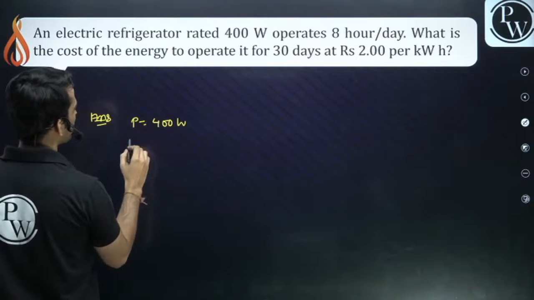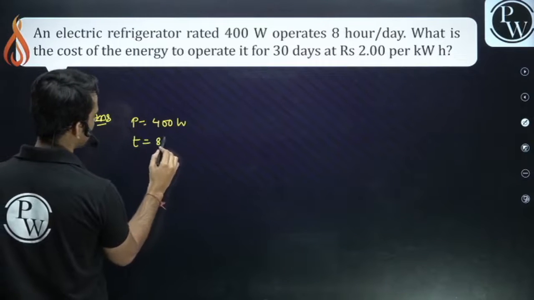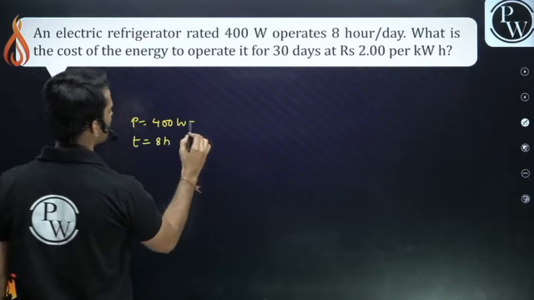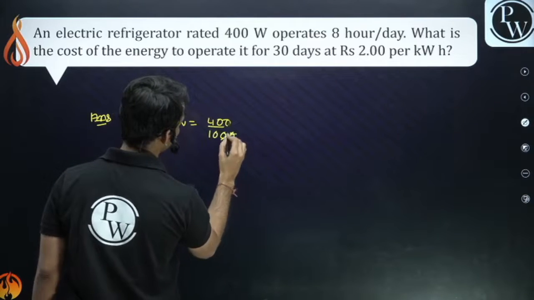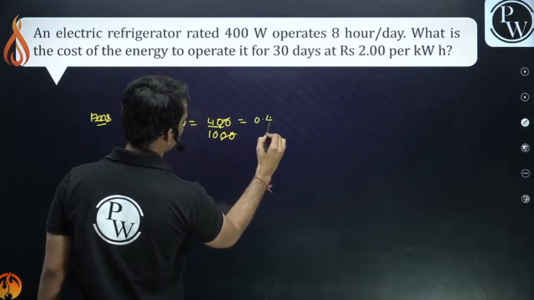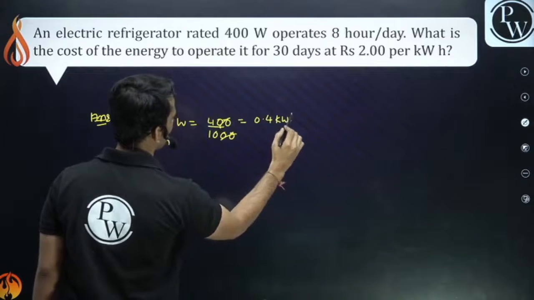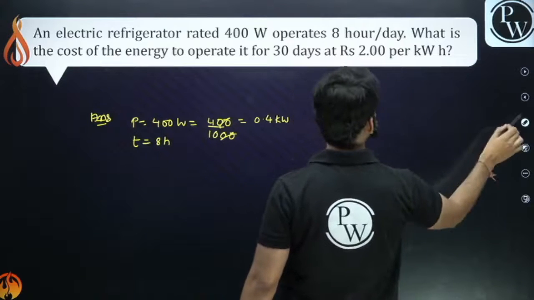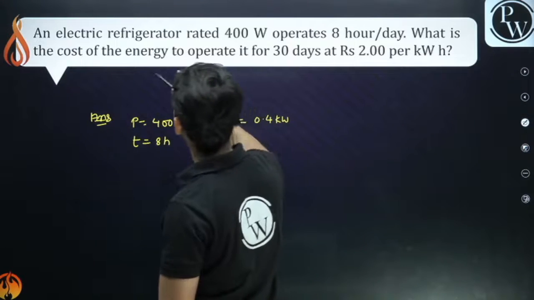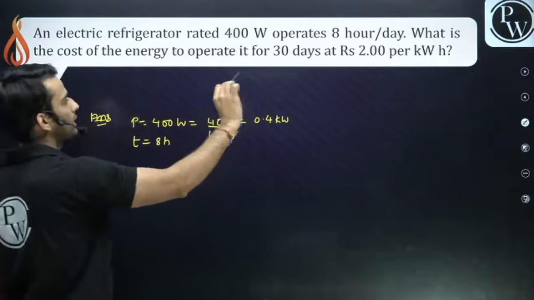It is used for 8 hours per day. So time is 8 hour, right? What is the power in kilowatt? 400 upon 1000, so it is 0.4 kilowatt. Not hour, it's kilowatt, right? So what you have to calculate? You have to calculate the cost of energy to operate it for 30 days.